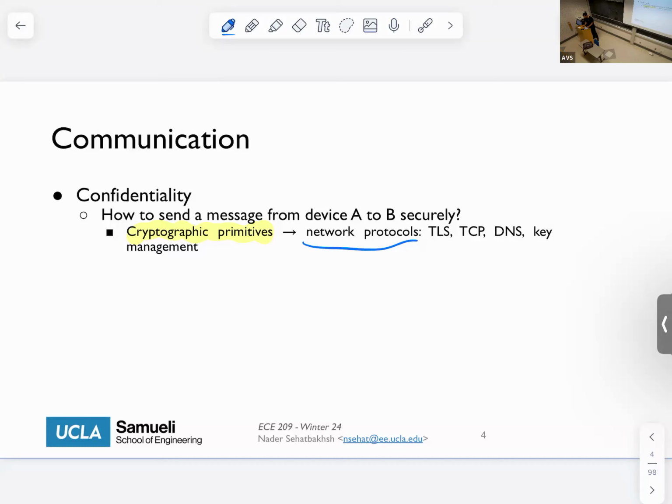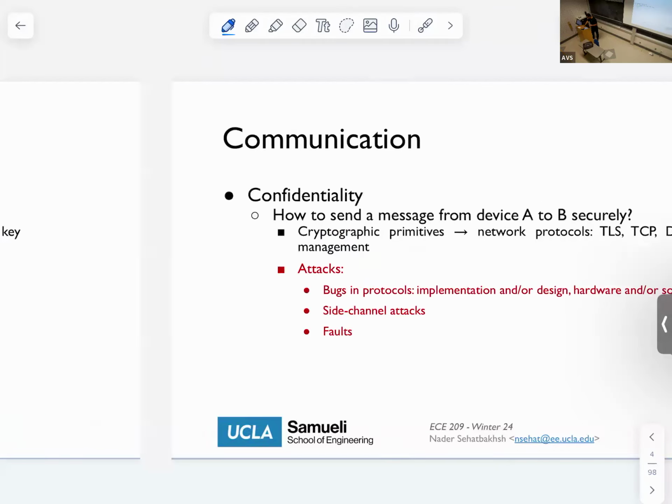We're not going to talk about this because this is a full-on network class that you probably have taken or will take. If you're interested in learning about these network protocols, I definitely recommend you take more courses in this domain. But just know that these things exist, but we're not really going to go through them.